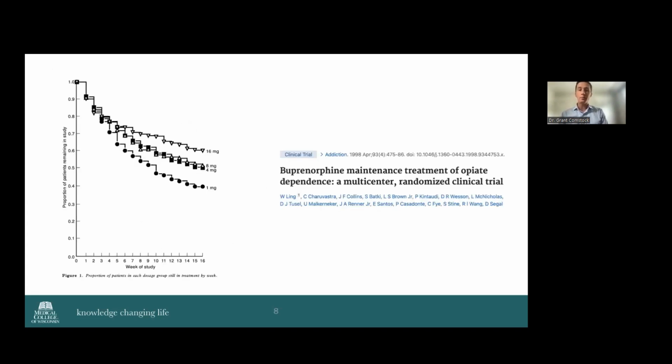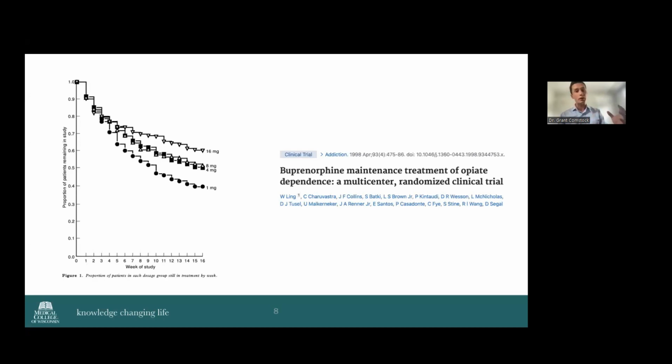A few years later, 1998, there was Dr. Ling and colleagues, who took this another step further and said, okay, it works on keeping people in treatment, but how much buprenorphine do we need? The first trial had tried 8, but we didn't know. And so they looked at a number of different doses, but their primary outcome was to say 8 milligrams of buprenorphine versus 1 milligram of buprenorphine.